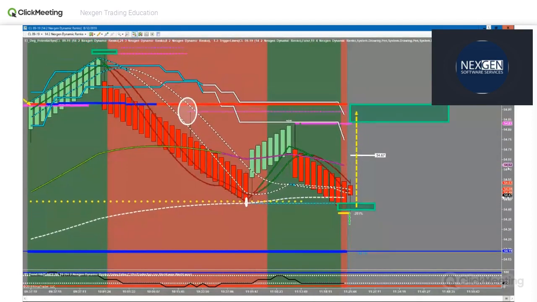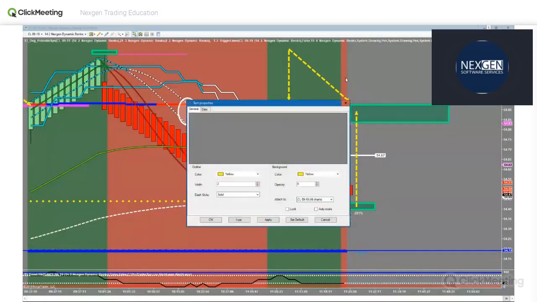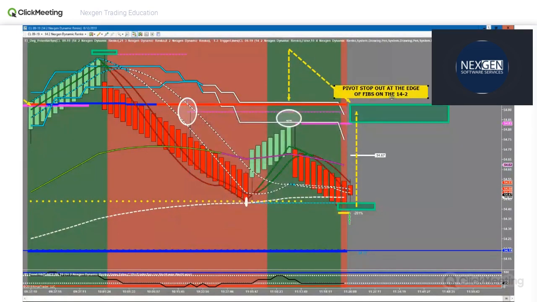So look, before we even do anything, Milby, you can see the trade. Look, fibs, divergence, and then this, if we get back to 92, would be a pivot stop out at the edge of fibs. And again, it's just the same look. It's just on a 14-2 chart.